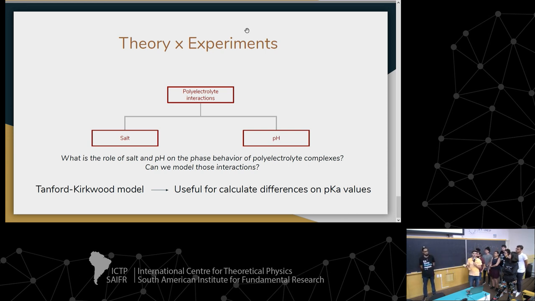I don't work with proteins, but I work with weak polyelectrolytes, and it's quite important for us to understand, for example, how the pKa behaves with pH and salt concentrations. So that's why the school has provided this theoretical information that we can apply in our experiments.